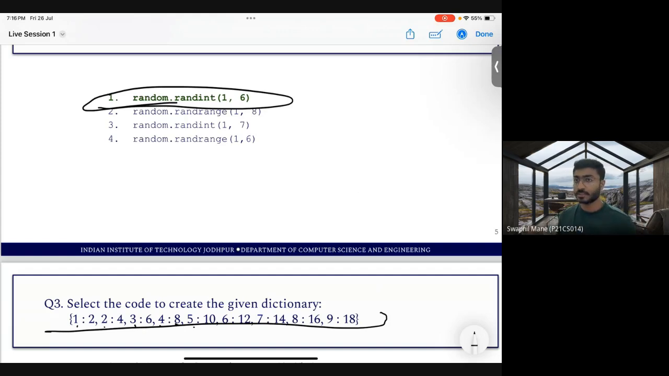Yes, anyone? Other than Harsh. This is simple, a dictionary operation of Python. We are not going into the social network course as of now. Yes, anyone?